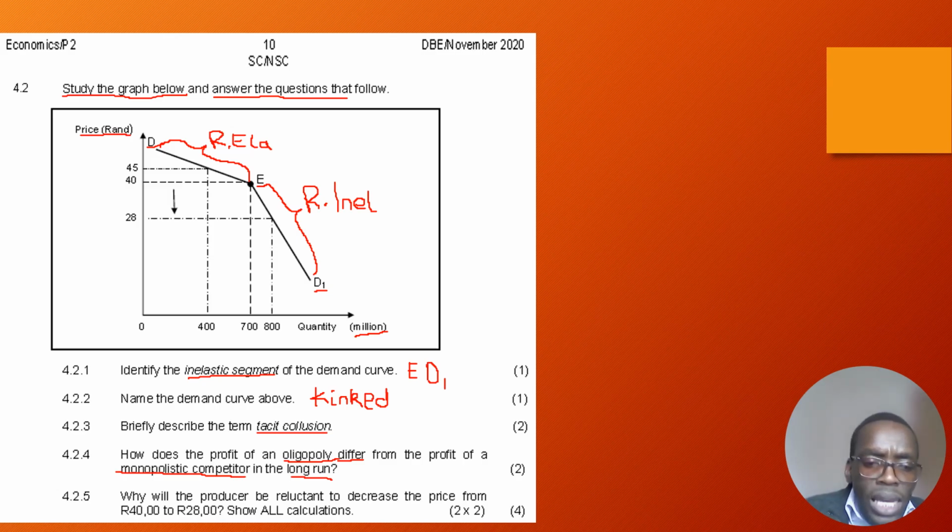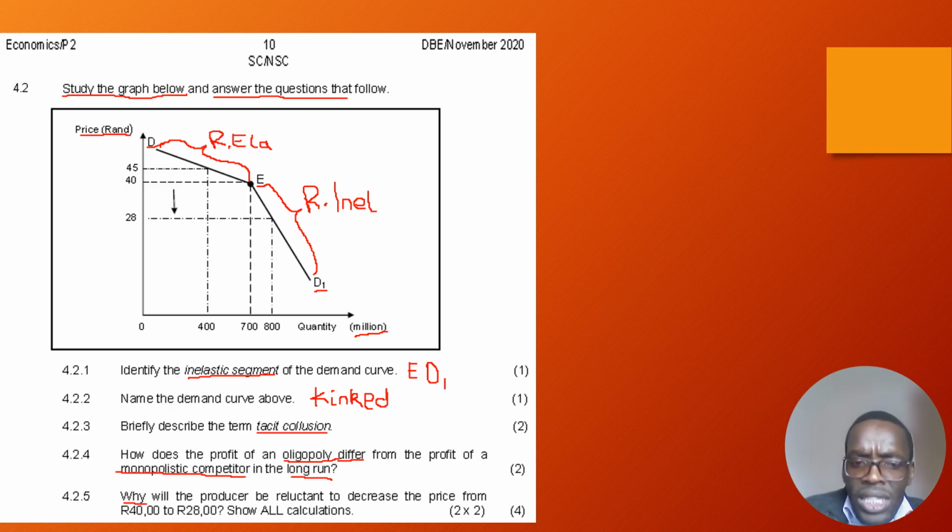Okay, right. And then the next one, why? Now every time we have the question why, you need to give a reason. The examiner is expecting you to give a reason, because the question is why. So why will the producer be reluctant to decrease the price from 40 rands to 28 rands?